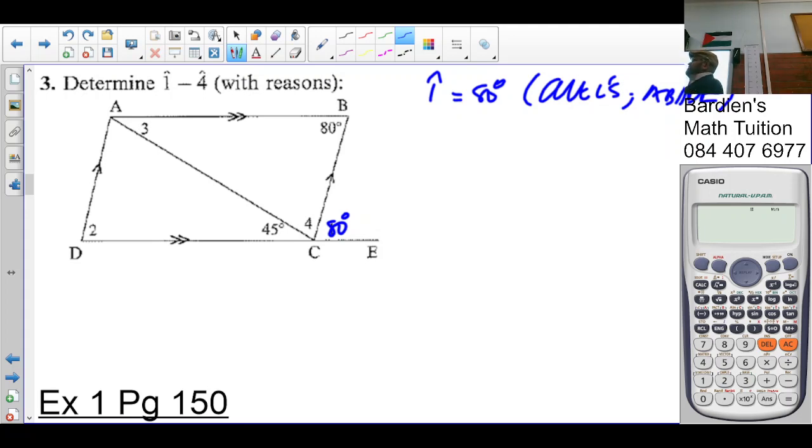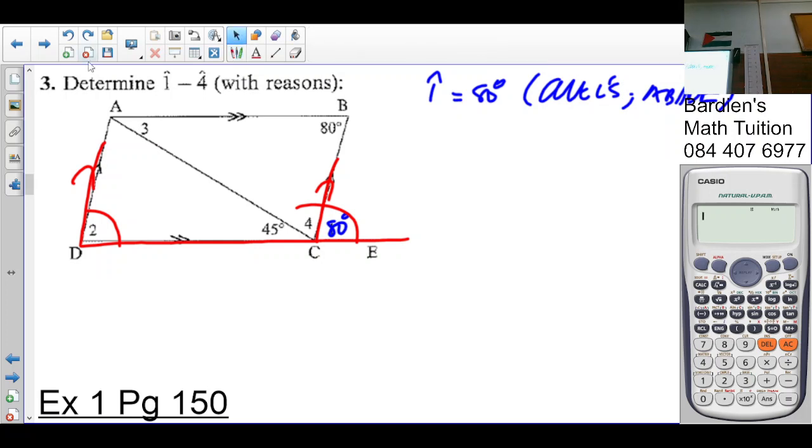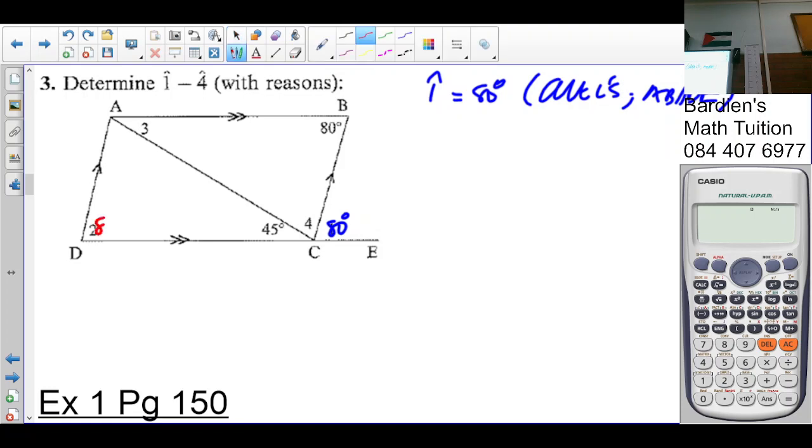Okay, angle 2. Angle 2 is 80 degrees, right? Corresponding. You see, those lines are parallel, so those angles are equal. The F is being formed there. Corresponding angles with BC being parallel to it.